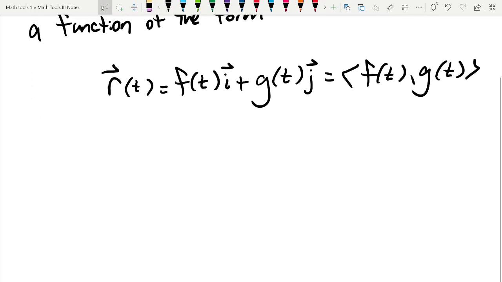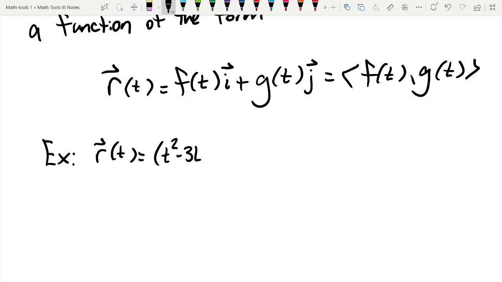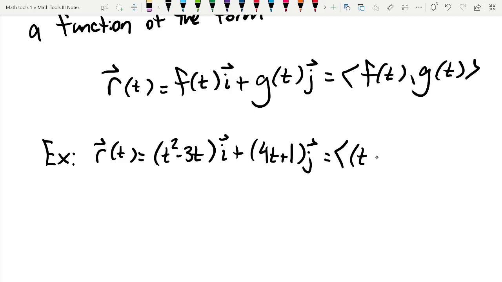So let's just look at an example right away so we can get a feel for what exactly this is. Let's say that we have the function r of t is equal to t squared minus 3t times i hat plus 4t plus 1 times j hat. Or again, you might write it like this. And I won't write it both ways every single time, just to get a feel for the different ways you might see this.